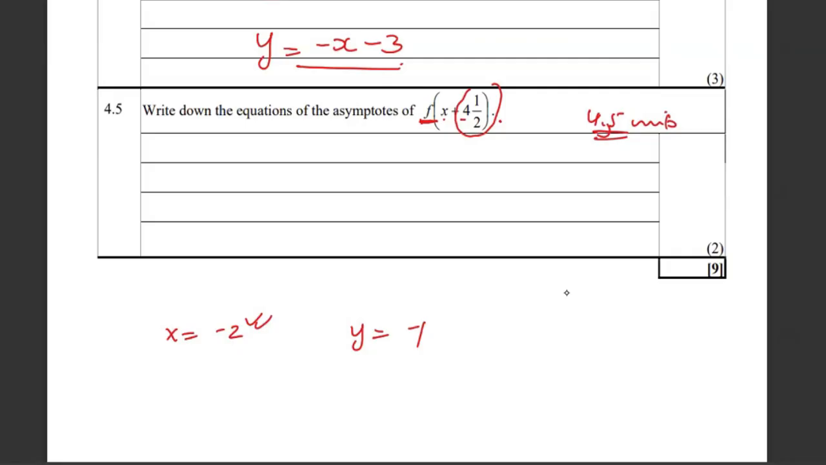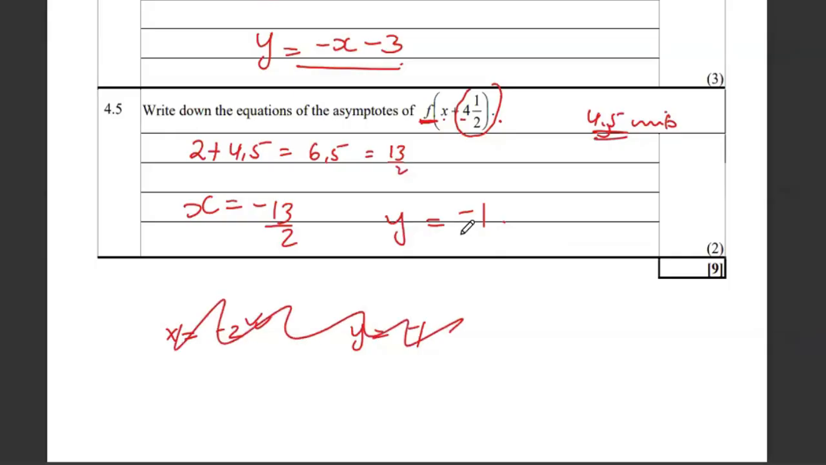Okay, so how is it going to look like? So it's going to be, let's say 2 plus this 4.5, which gives us 6.5, which is the same as 13/2. Meaning that the asymptote is going to be x is equal to -13/2, and then y is -1. Or you can say x is equal to -6.5, and then y stays the same, because the transformation is only happening within the horizontal. All right, so that is what was expected of us for 4.5, and then as well as question 4.